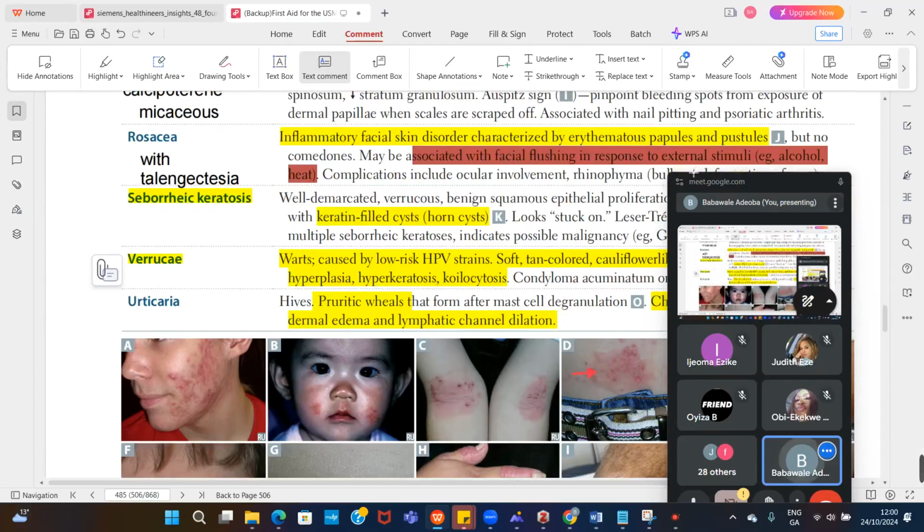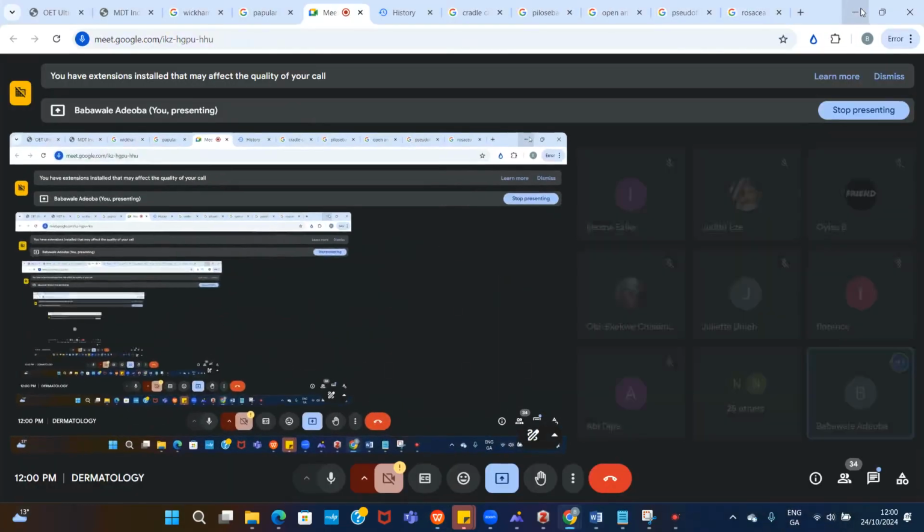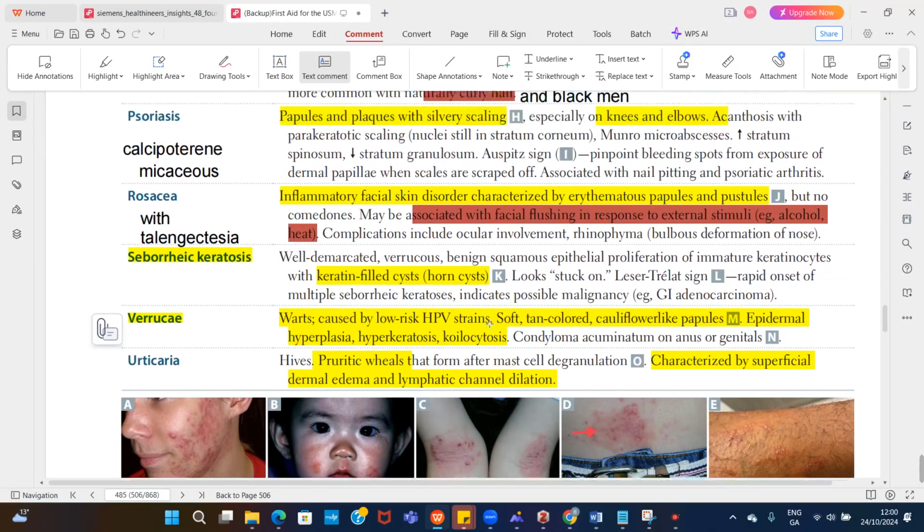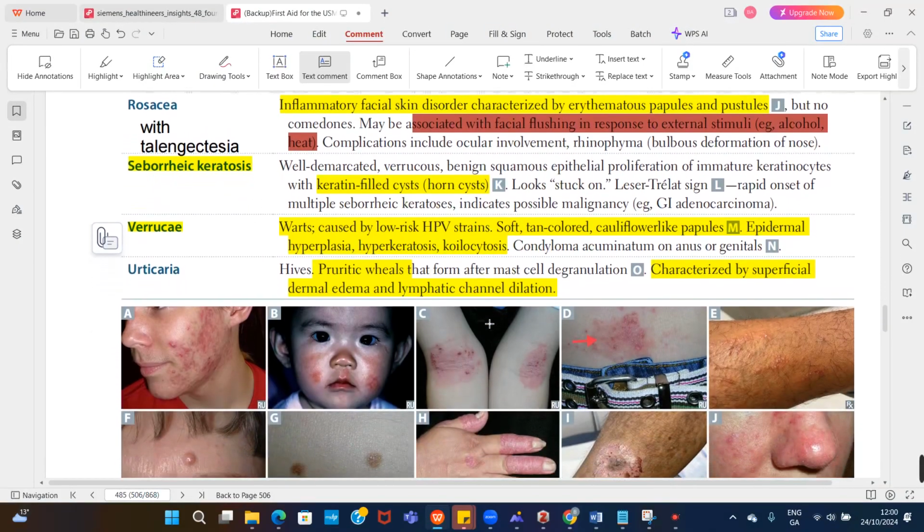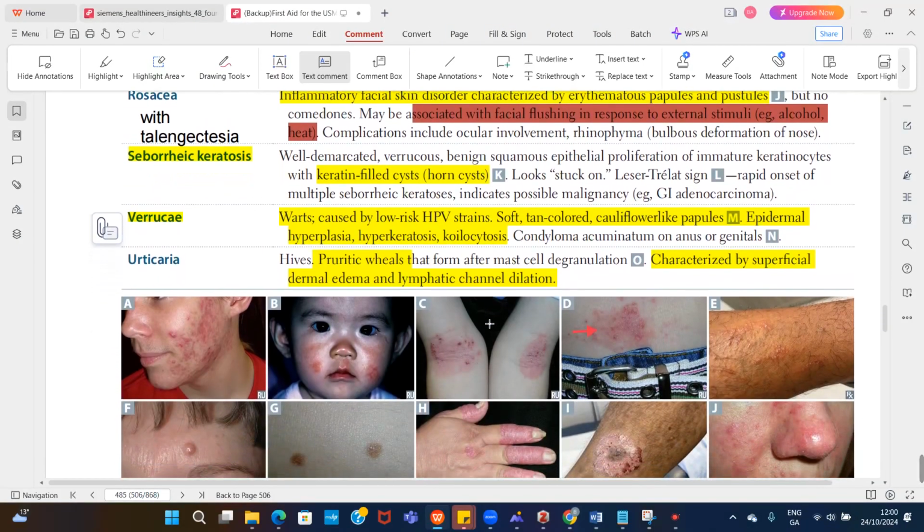The triggers: sunlight, alcohol, spicy food, exercise, all those things. So just avoid the triggers. Avoid the triggers. Step one. So let's go back. That's all about rosacea.